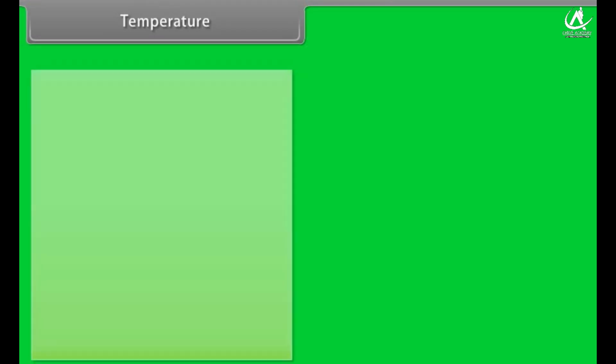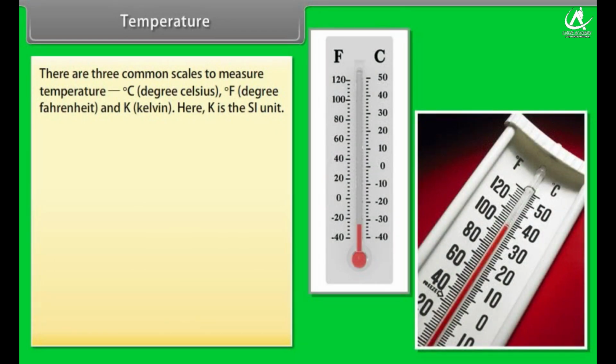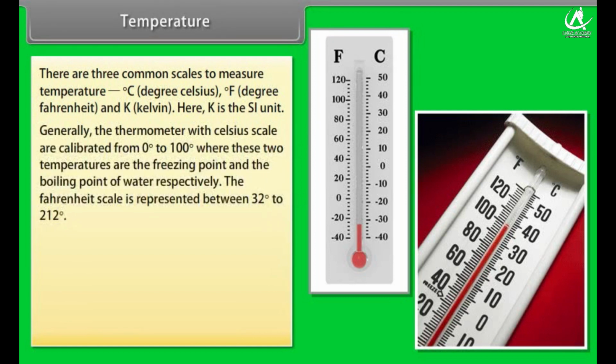Temperature. There are 3 common scales to measure temperature: degree Celsius, degree Fahrenheit, and Kelvin. Here K is the SI unit. Generally, the thermometer with Celsius scale is calibrated from 0 degree Celsius to 100 degrees, where these two temperatures are the freezing point and the boiling point of water respectively. The Fahrenheit scale is represented between 32 degrees to 212 degrees.